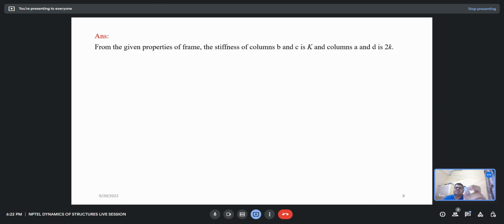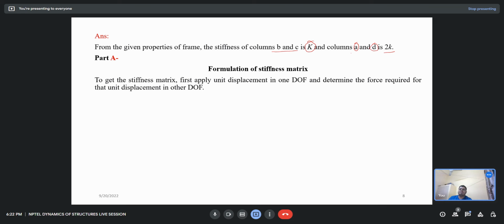So in the stiffness, as we have discussed, for column B and C the stiffness is k, and for column A and column D it is 2k. We have discussed this earlier. To get the stiffness matrix, first apply a unit displacement in that particular degree of freedom, with the displacement at the other degrees of freedom being 0, and we have to find out the forces at each degree of freedom.